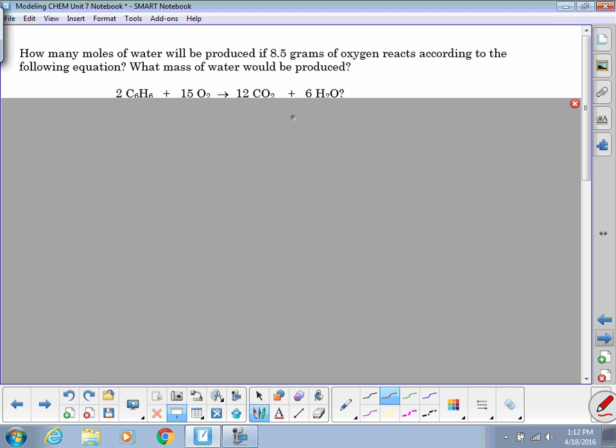The final question says, how many moles of water will be produced if 8.5 grams of oxygen reacts according to the following equation? What mass of water would be produced? So here's something a little bit more in line with what we would find in the lab. We don't measure moles in the lab, we measure things by mass. And so step one, balanced chemical equation, but then before we can start filling things into the table, we are going to need to convert that 8.5 grams of oxygen to moles of oxygen.